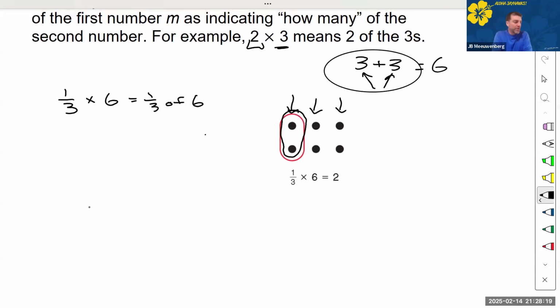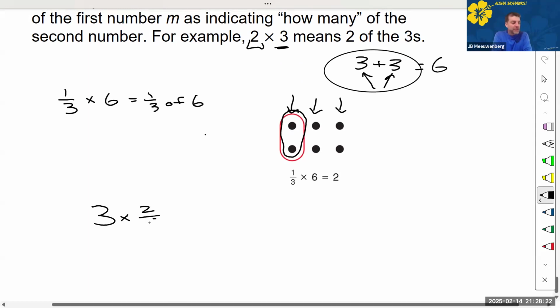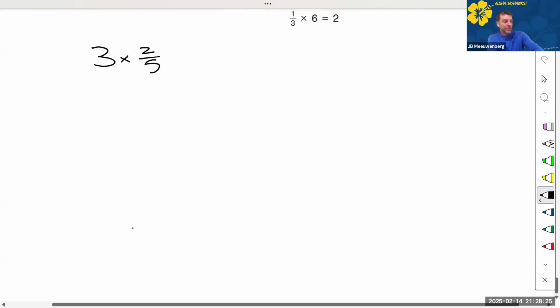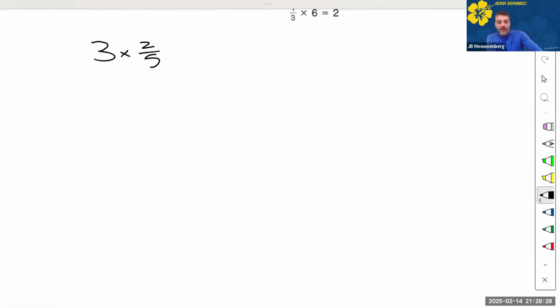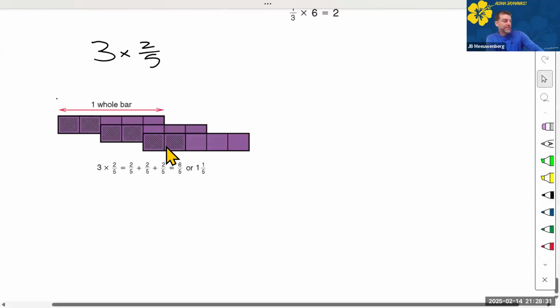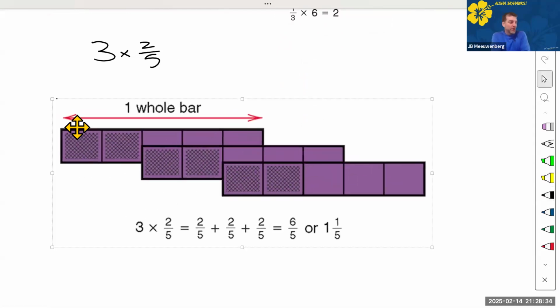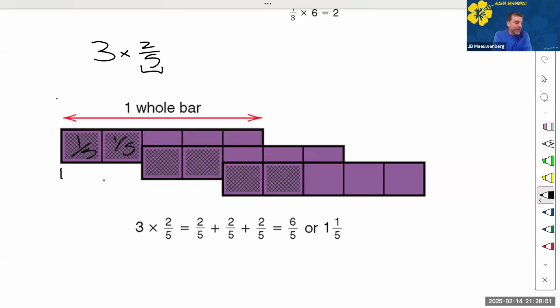And so I'm going to start by showing you what 3 times 2/5 might look like in an image. And that is going to look like this. So if we start with one whole bar and we break it up into fifths, here's 1/5, here's 2/5, so there's 2/5 right there. But then we take that amount 3 times. So here we have it once, here we have it twice, and here we have it 3 times. So this shows 3 of those 2/5.